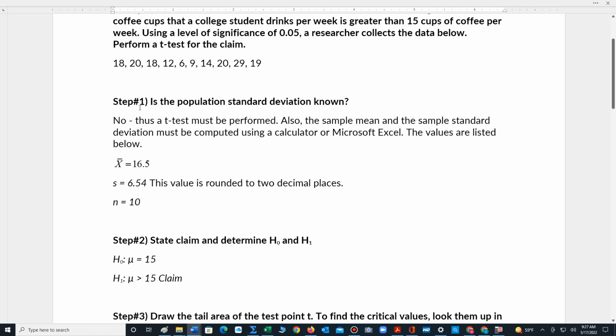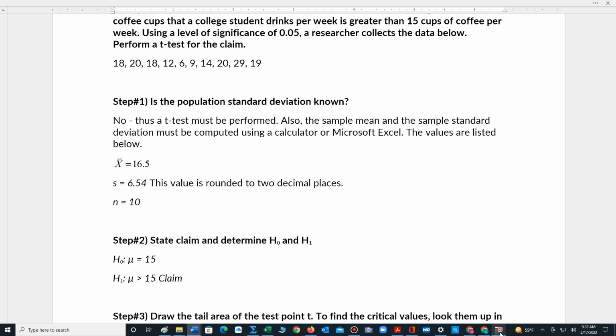Step 1, we always want to know if the population standard deviation is known. The answer is no. We do not see sigma listed in our problem. So we have to replace sigma with the sample standard deviation, which is denoted as S. And since we are provided with raw data, we have to compute that value, either using a calculator or Microsoft Excel.